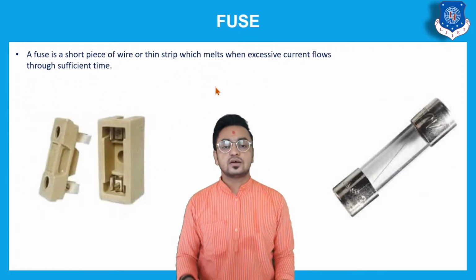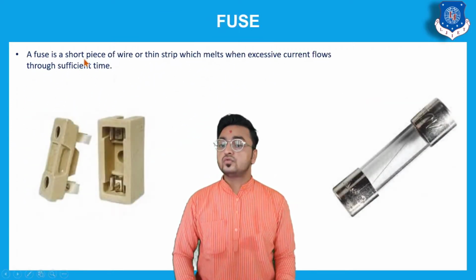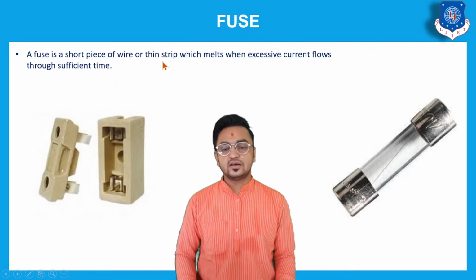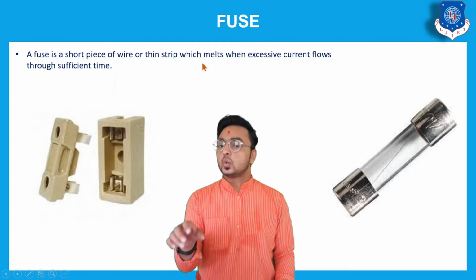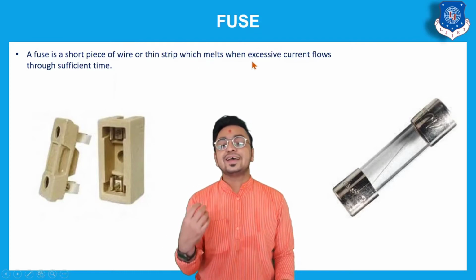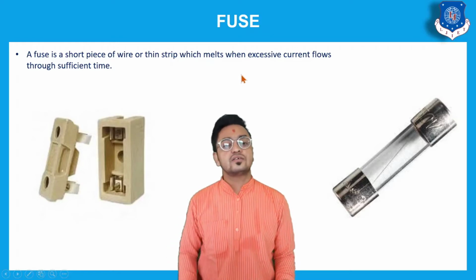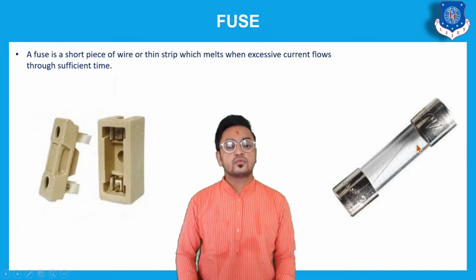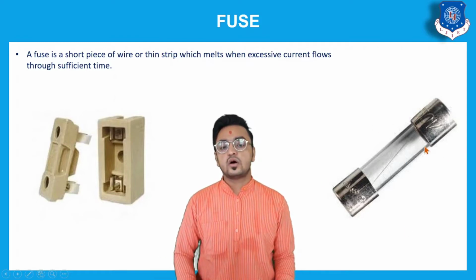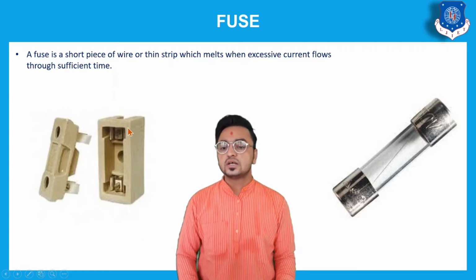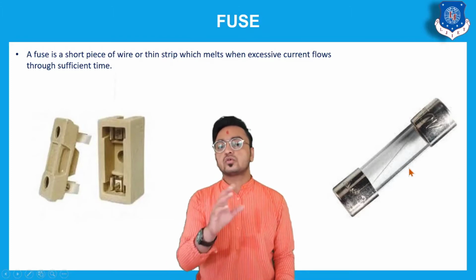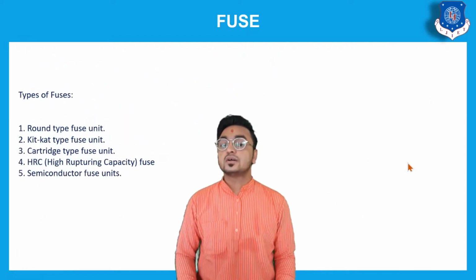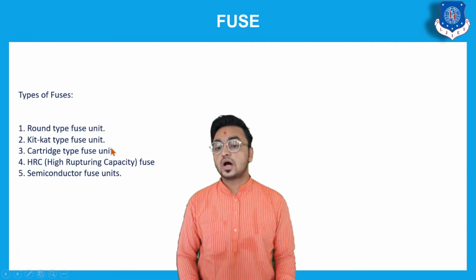Now next, that is the fuse. A fuse is basically a short piece of wire or thin strip which will melt when excessive current flows through that particular wire, meaning the fuse wire. Here we have diagrams of two fuses. We have observed this kind of fuse in various types of circuits. This is a fuse which we use at our places, and this is a fuse which we normally use in electronic circuits. Here we have different types of fuses. The first one is a round type fuse.